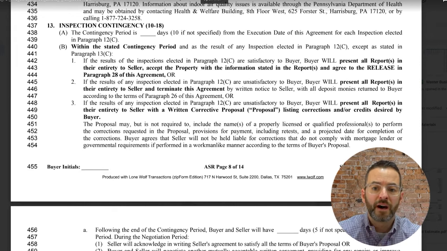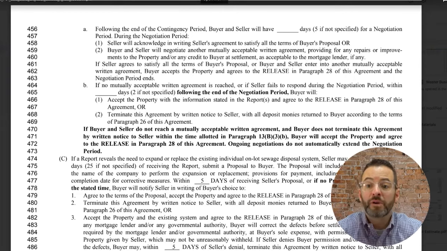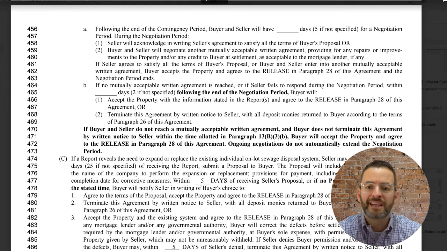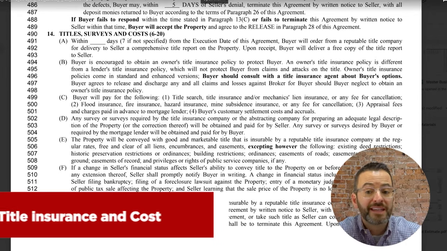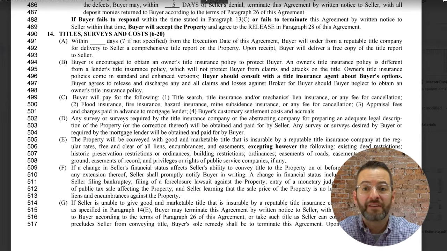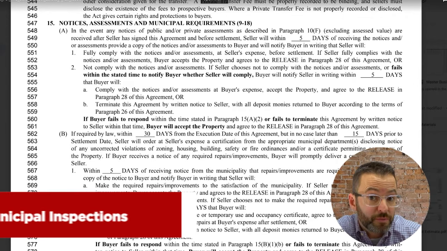It's important to keep in mind that the seller is not obligated to make any repairs or credit the buyer for repairs as a result of the inspections. It is the buyer's responsibility to get these issues satisfied in writing or terminate the contract within the time frame allotted. Your agent will help you keep track of the timeframes allotted and informed about your options. Paragraph 14 discusses title insurance and the buyer's ability to get free and clear title to the property. Paragraph 15 discusses municipal inspections.